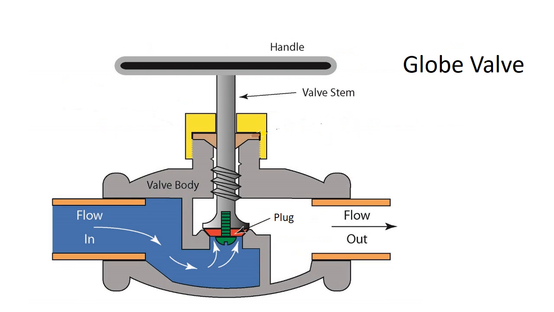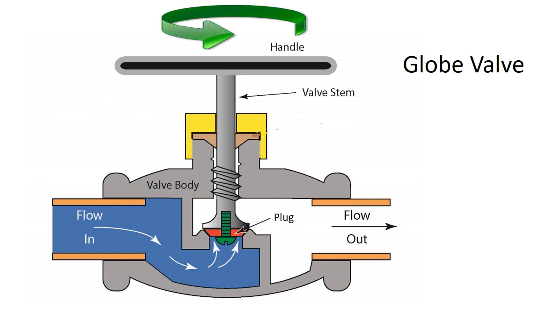The first one is the globe valve. They are used to stop, start, and regulate the flow. The valve body is separated into two halves by an internal baffle, and in the middle of the baffle is a stationary ring seat. A movable disc is connected to a handle by a stem. When the handle is rotated, the plug will move upward or downward to regulate the flow rate.